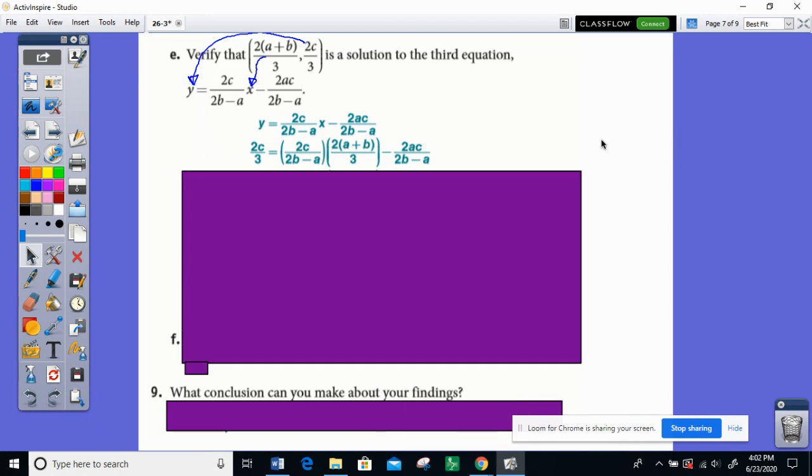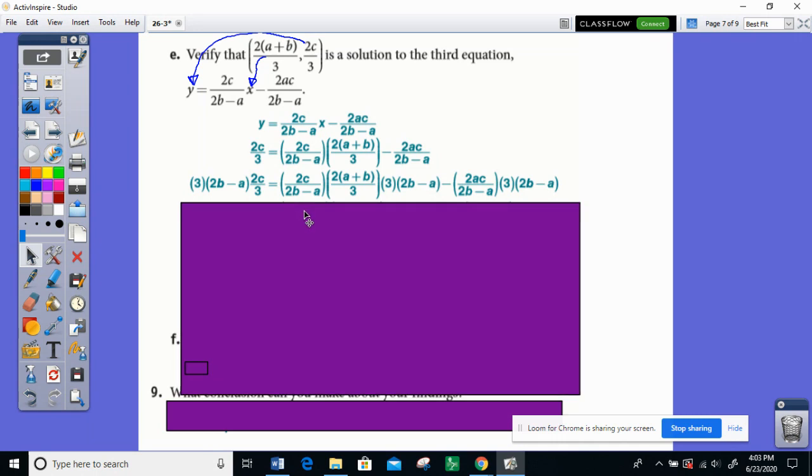So what are we going to do? What did we do last time that was really helpful? Well, it was helpful last time to get rid of the fractions. How do we do that? We multiplied both sides through by the least common denominator. So we're going to multiply both sides through by 3 times 2b over a.